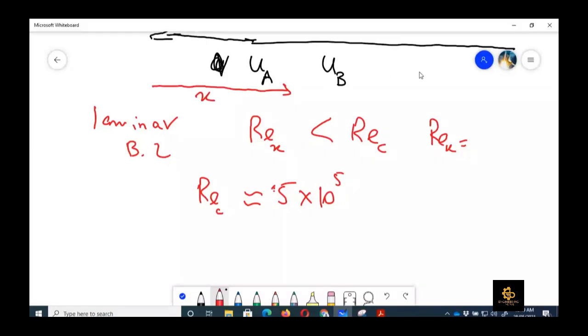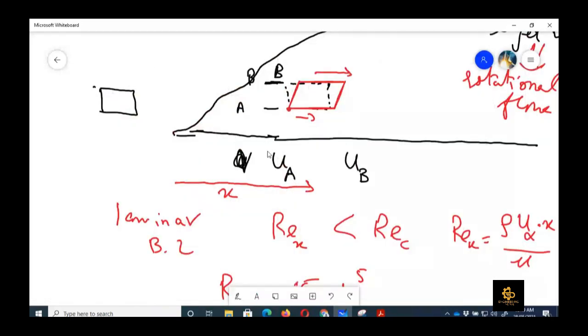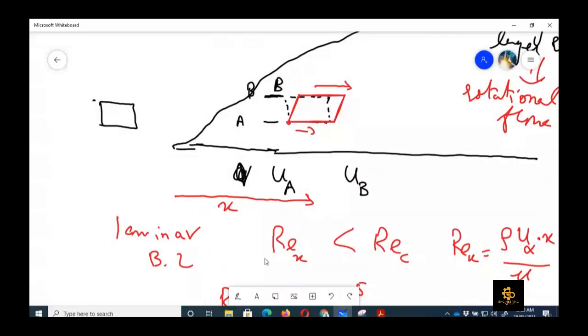So we define it as rho times u infinity, where u infinity is the free stream value of velocity coming onto this plate, times x, divided by mu. So if the flow is moving along the flat plate, the Reynolds number, which depends upon the x location, would increase. So there would be a point where the Reynolds number of x is equal to the critical Reynolds number.